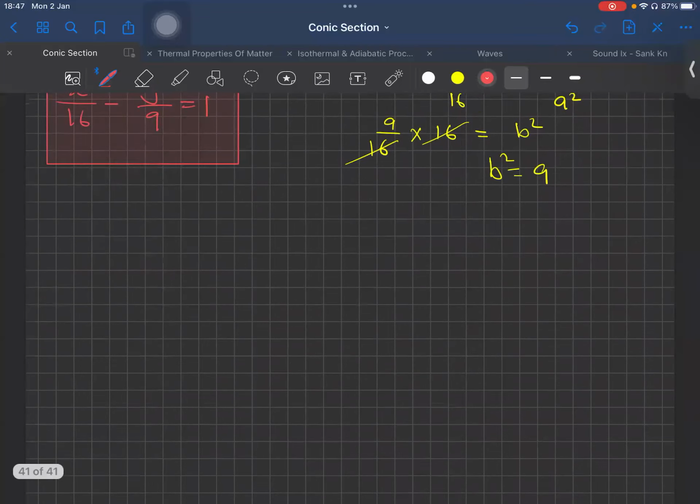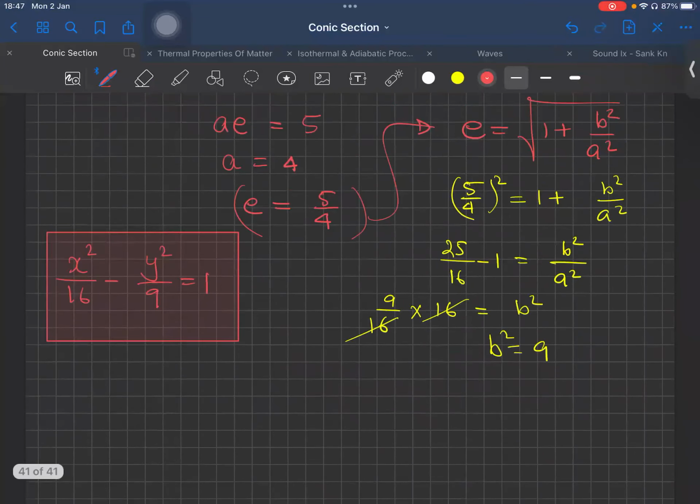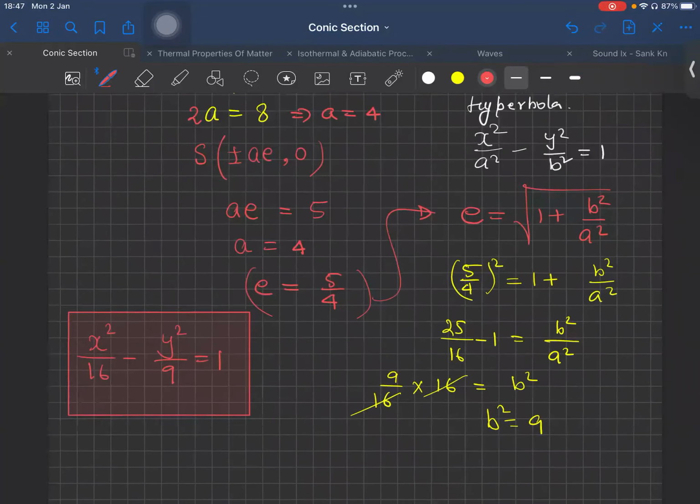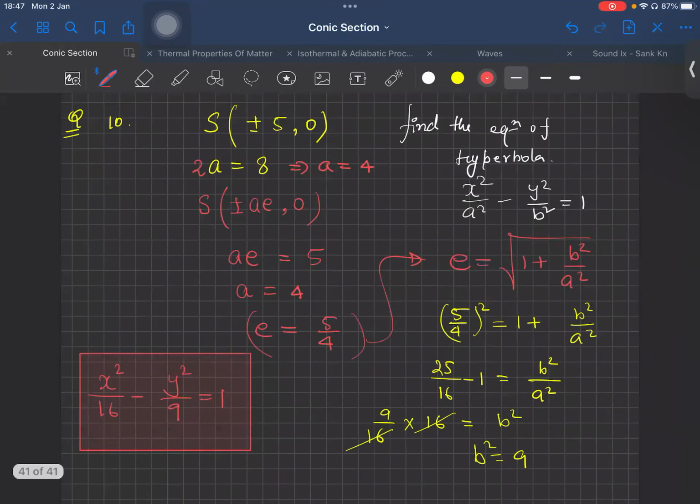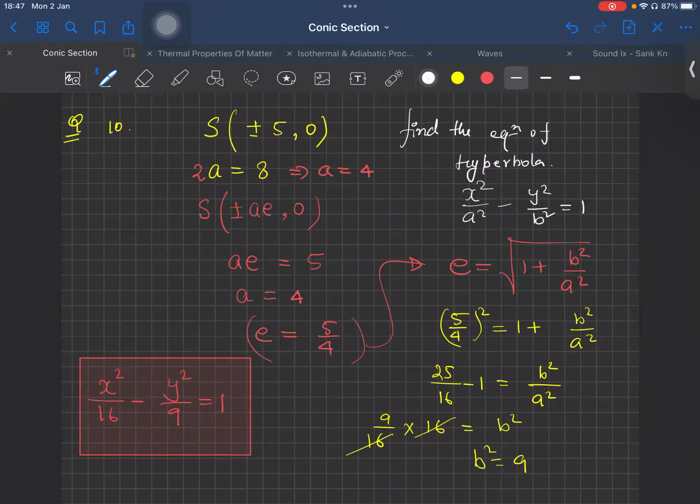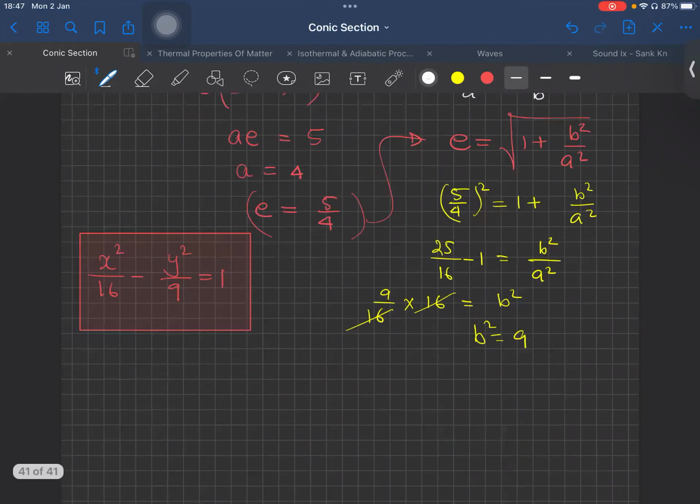Understood, or anybody is having doubt? Check it out. Okay, done. Solve question number 15.